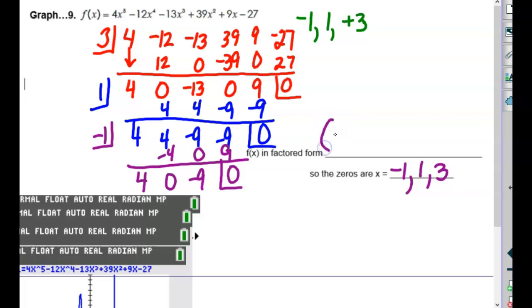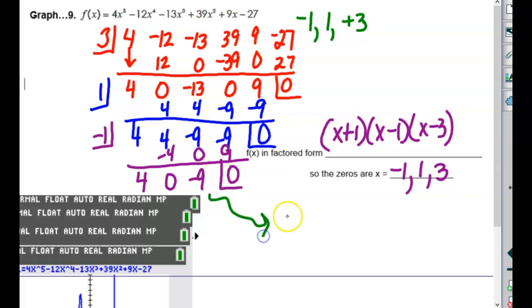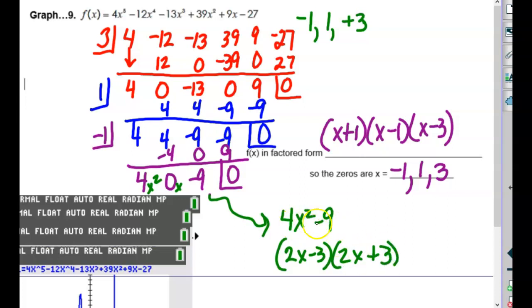What factors do I have so far? A -1 means there's an x plus 1. A plain old 1 means there's an x minus 1. A 3 means there's an x minus 3. And what does this leftover business over here mean? 4, yeah, this was a constant, this is an x, and this is an x squared. So I have 4x squared minus 9. Can that factor? Because it's not a linear factor yet. It factors how? 2x minus 3 and 2x plus 3, because those are perfect squares.